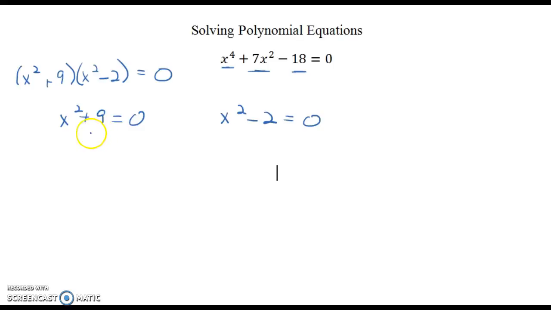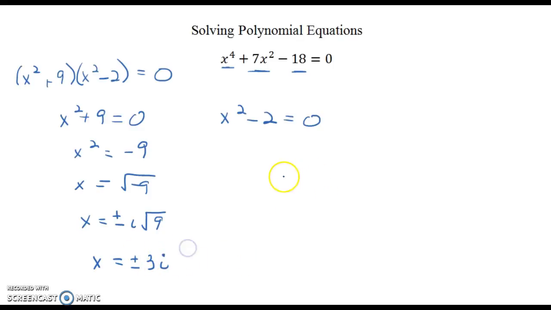I'm going to take the 9 and move it to the other side of the equation. So x squared equals negative 9. And then I'm going to do the square root. So x equals the square root of negative 9. If you remember, if there's a negative inside the square root sign, that means an i comes out. So this becomes x equals positive or negative, because we have two roots, i square root of 9. Well, what's the square root of 9? Square root of 9 is 3. So our final answer for this piece is x equals plus or minus 3i.